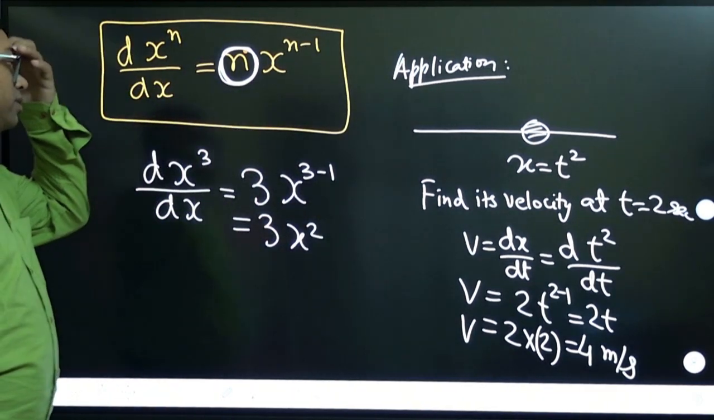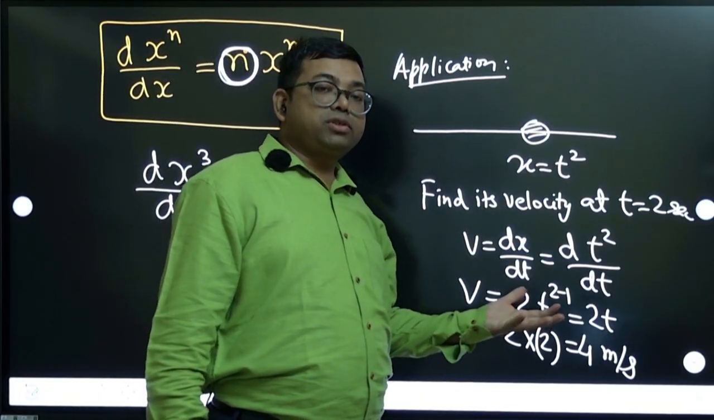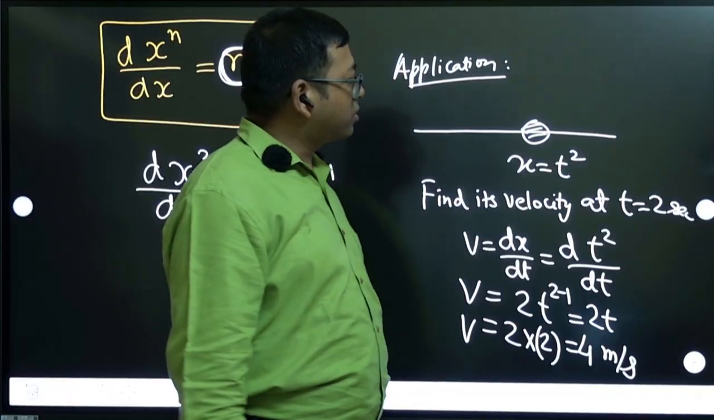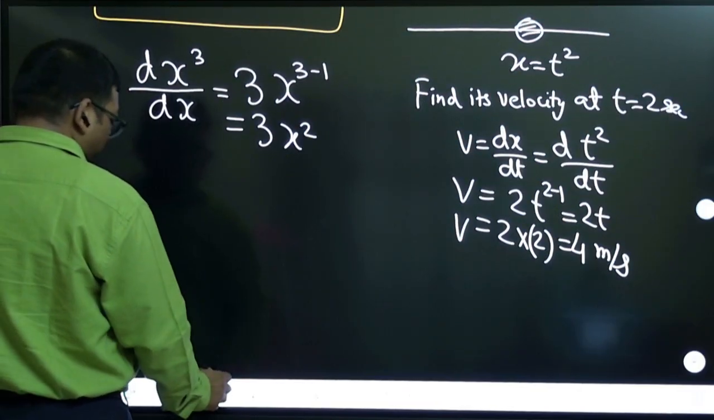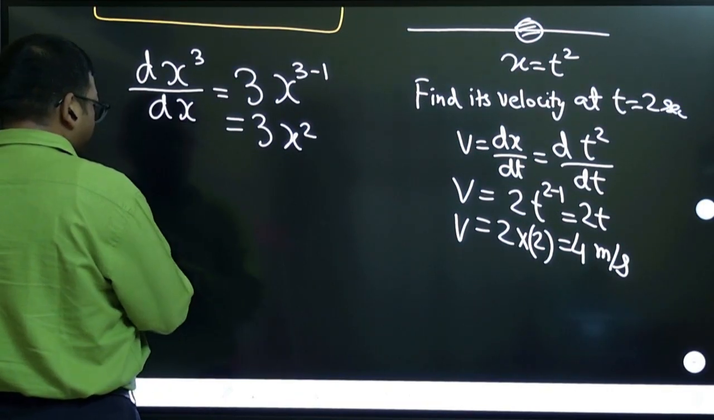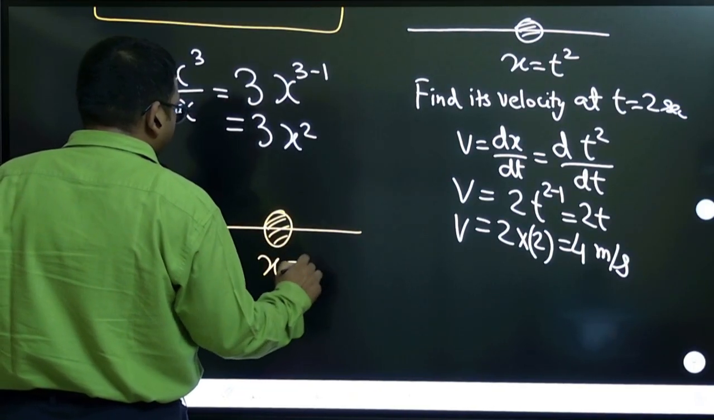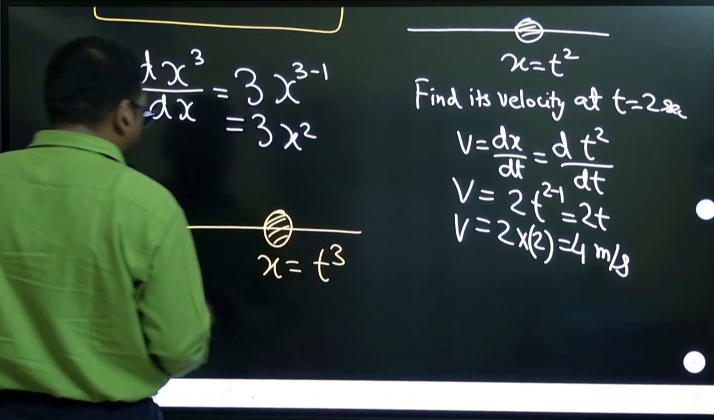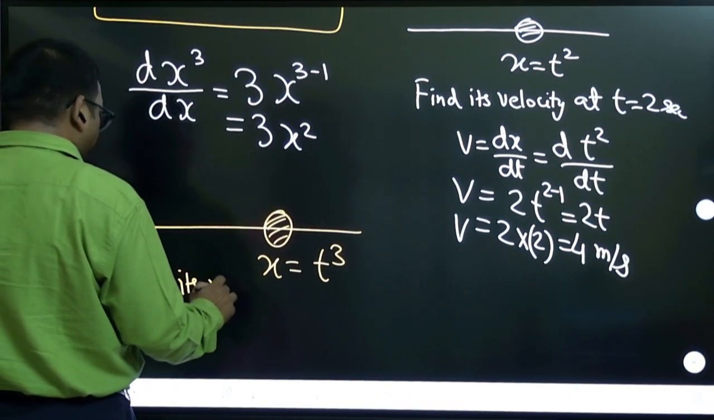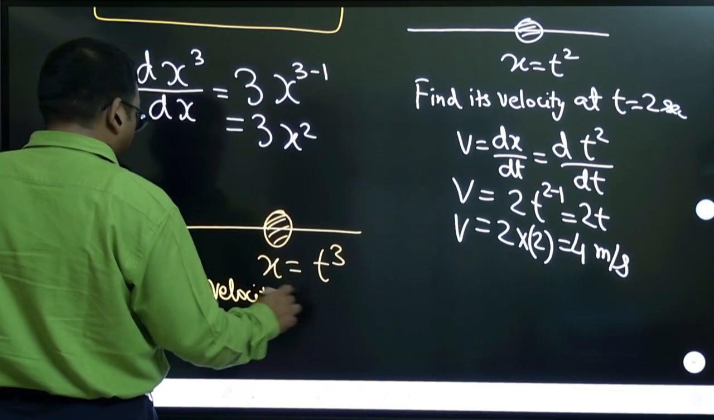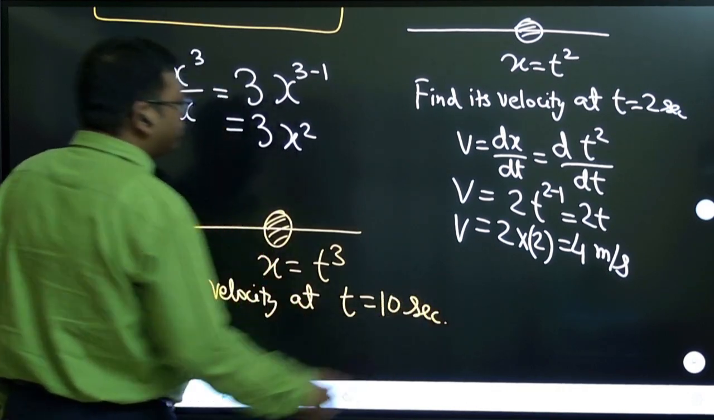So this is the application of differentiation, and a lot of applications are going to come. Let us solve one question. You try this. Suppose a body is moving like this, and x is changing as t cube. Find its velocity at t equal to 10 seconds. Find out.